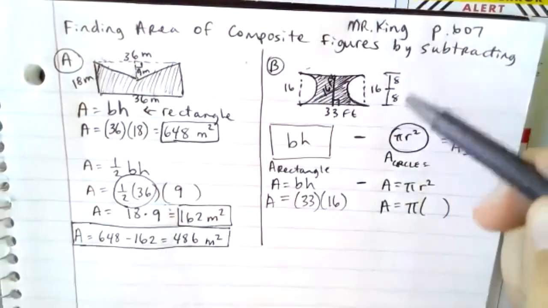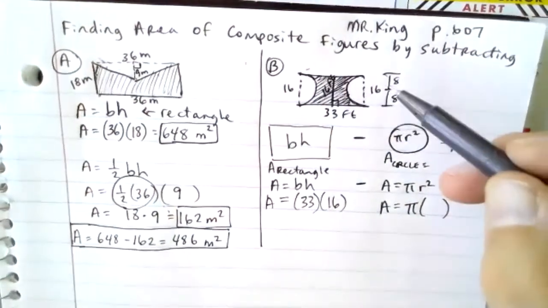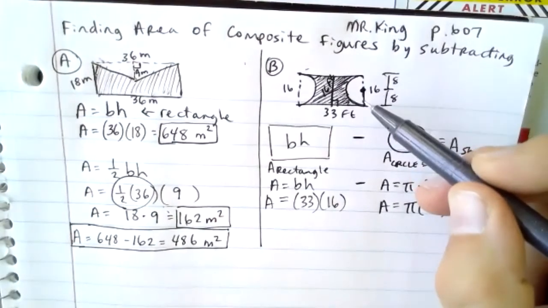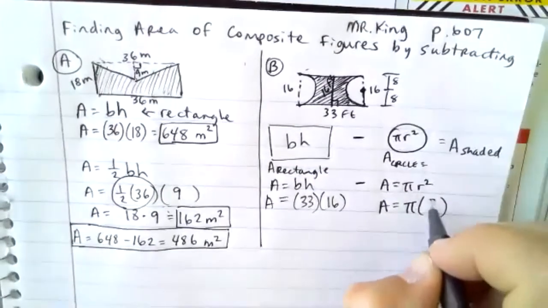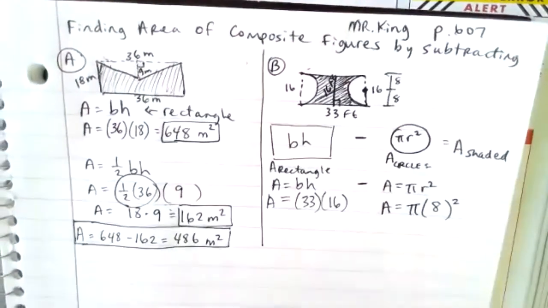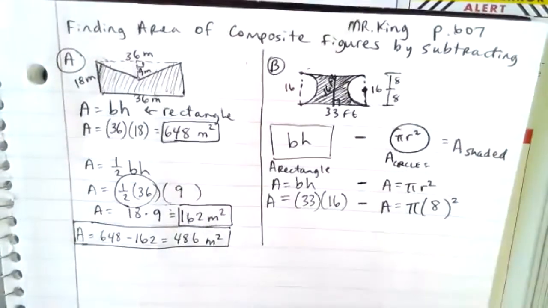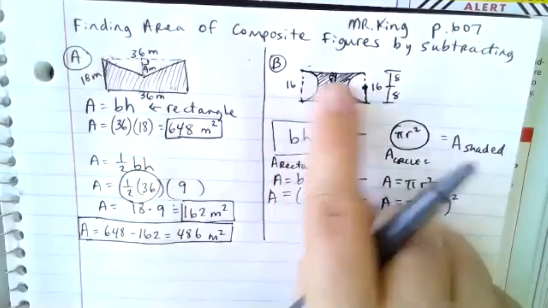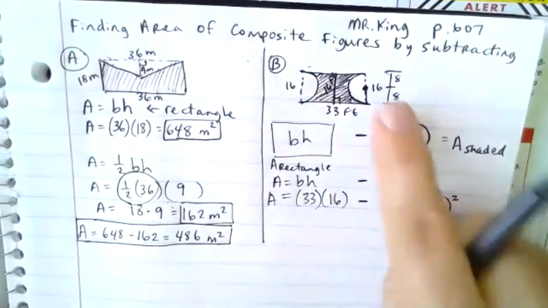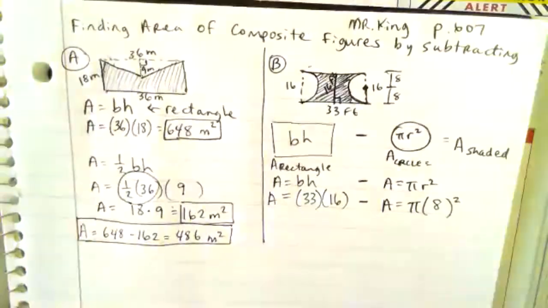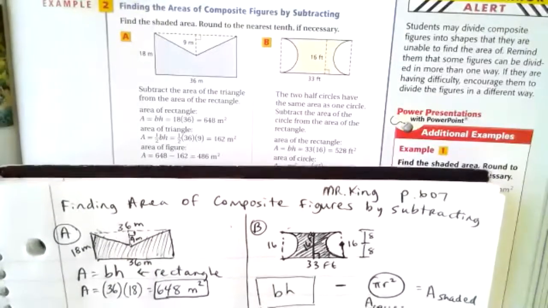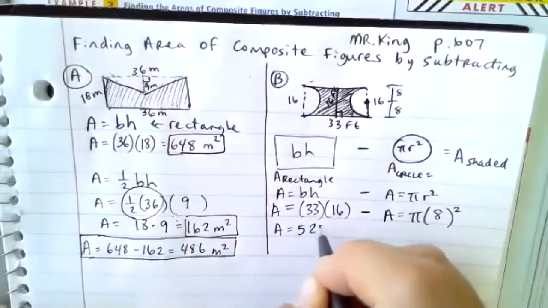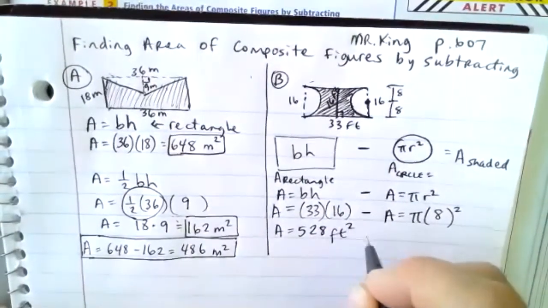Okay, you see how it takes two 8s to make a 16? Well, the radius of the circle would be from here down. That's 8. All right, so now we're going to put 8 here, and we're going to square that. So remember, we're subtracting these two things because I'm taking out the section that is dotted there on both sides. So according to the book, 33 times 16 is 528. So I'm going to put 528. That's going to be feet squared.